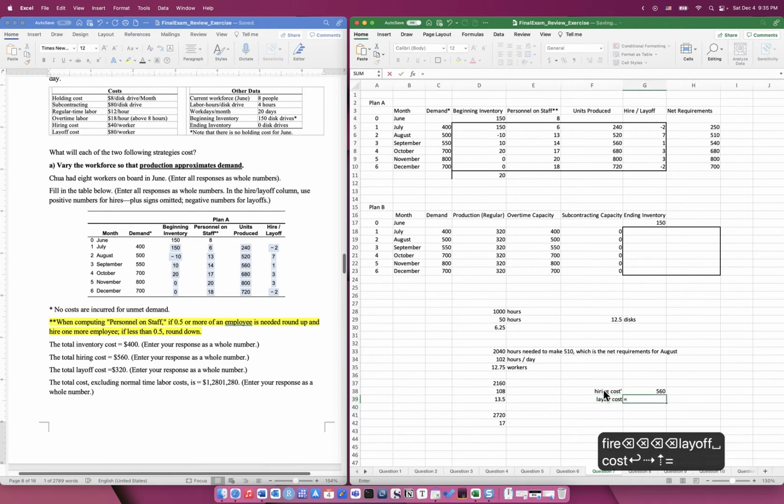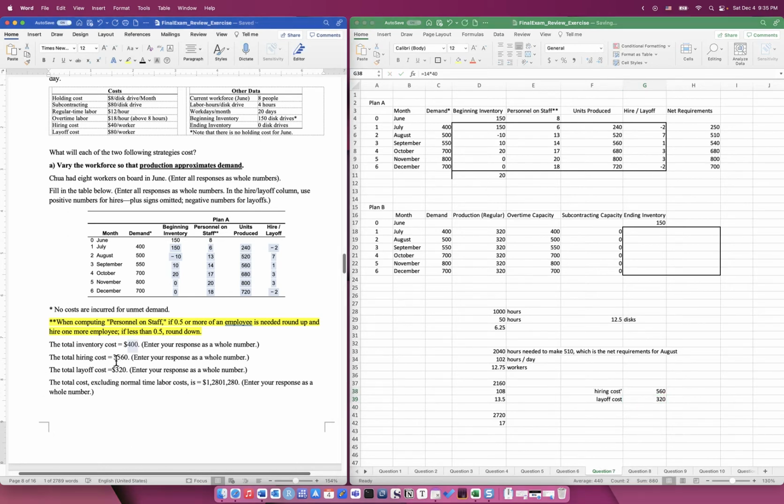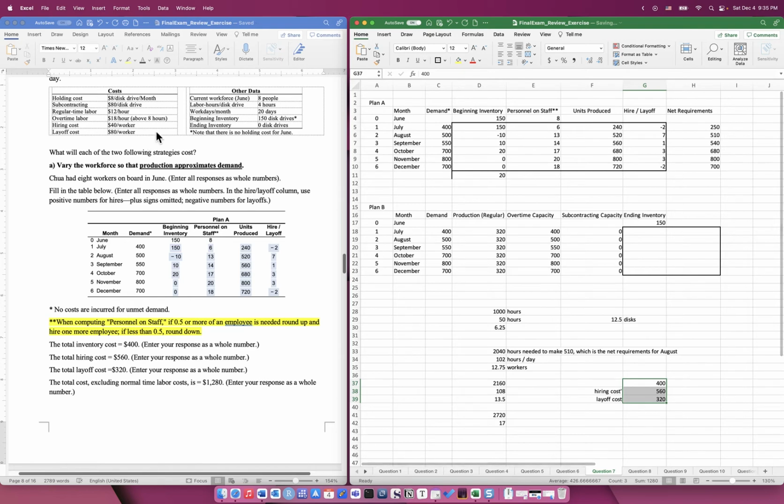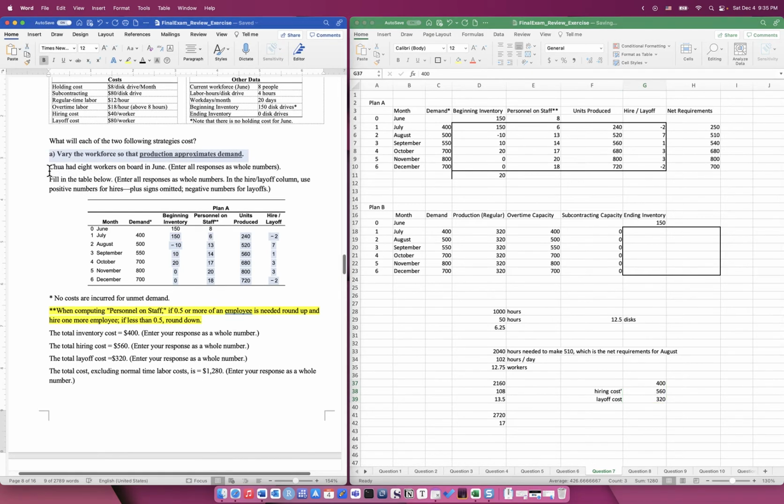We laid off 4 people, right? Each $80, to $320. So if you look at the solution, this is what it is. The total cost, excluding normal time labor cost, is, I think, repetition. So you add all of them. Okay, so 400. Add all of them. This is 1280. That's the solution for the first approach.